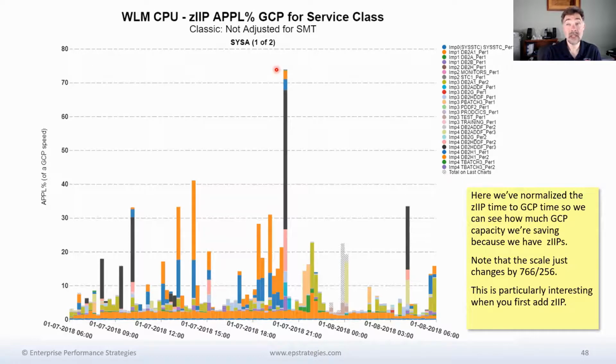Now, we can convert that zip APPL percent to zip APPL percent GCP, meaning this is now adjusted to percent of a general purpose engine. Okay, and you'll notice that now we're consuming about 75% of a general purpose engine. This work ran on the zip, but if all of it had run on a general purpose engine because we had no zip, then we would have consumed 3/4 of a general purpose engine, which is as expected because zips run faster than the general purpose engines on subcapacity machines.